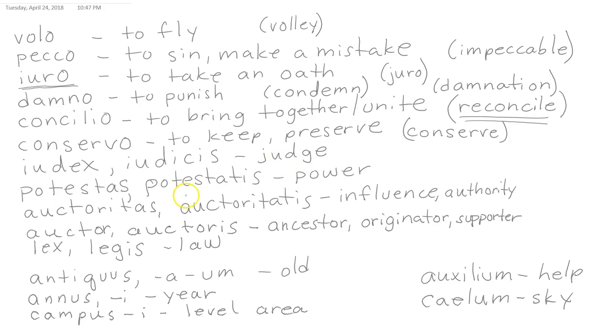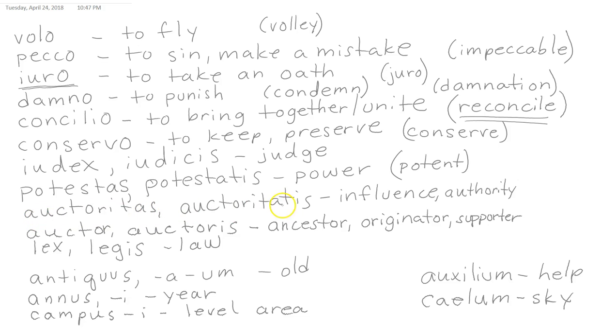Potestas, potestatis is power. So if something is potent, it's powerful, from potestas, potestatis. So the drug may be potent. It can wipe out disease.